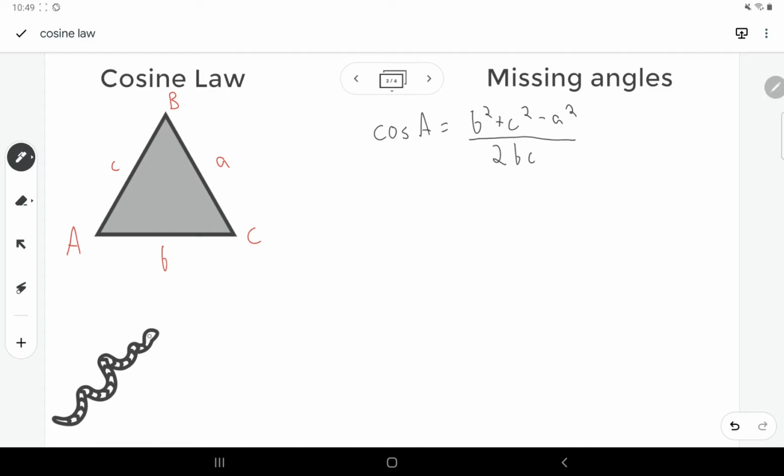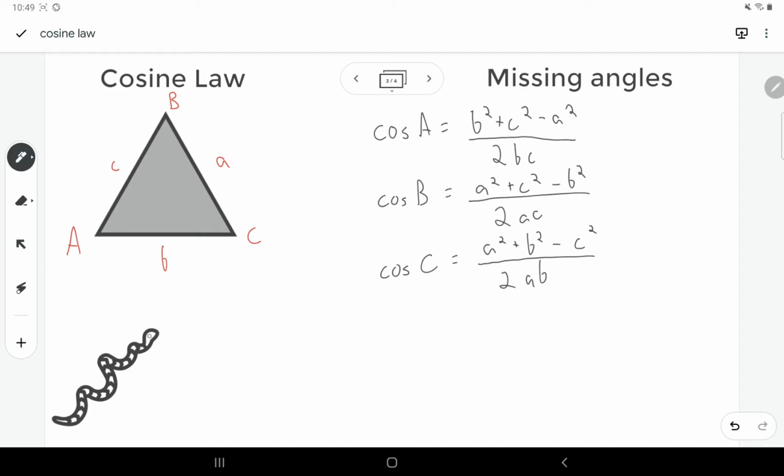The other two forms that we can use here are the cosine of big B, so this is for the angle B, equals a squared plus c squared minus b squared all over 2ac. And again, see that this angle's pair is in the subtraction, and it is not present on the bottom. You can start to see this pattern, so if I go to cosine of big C, this is going to be a squared plus b squared minus c squared, all over 2ab.